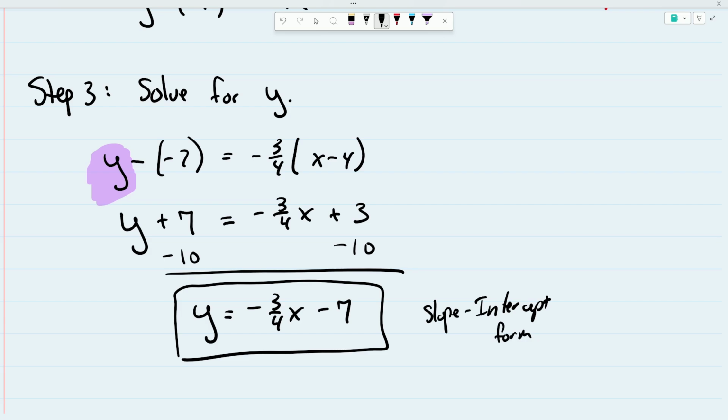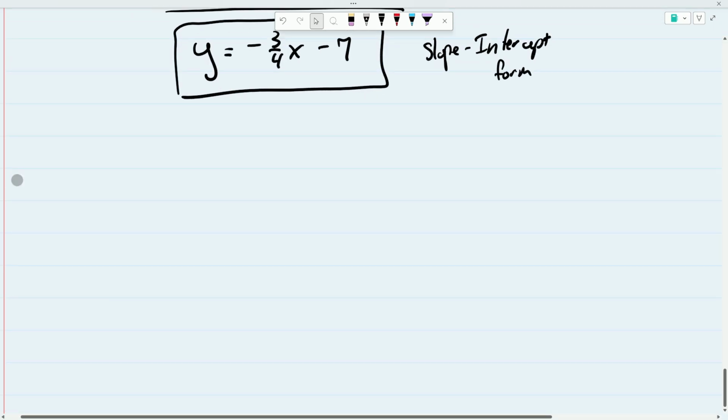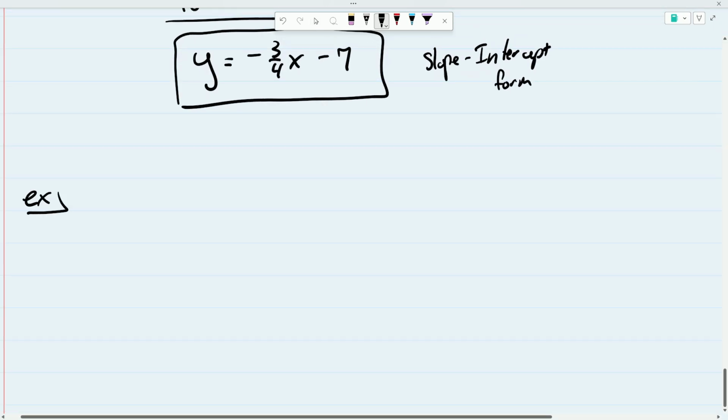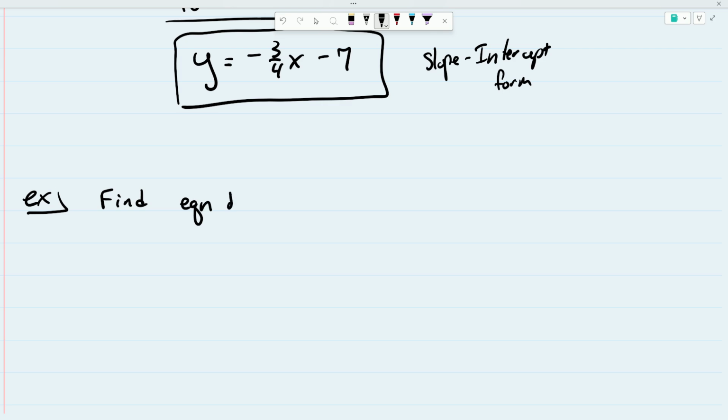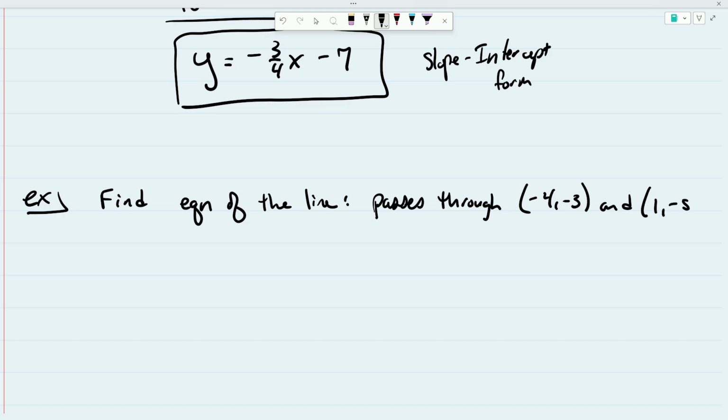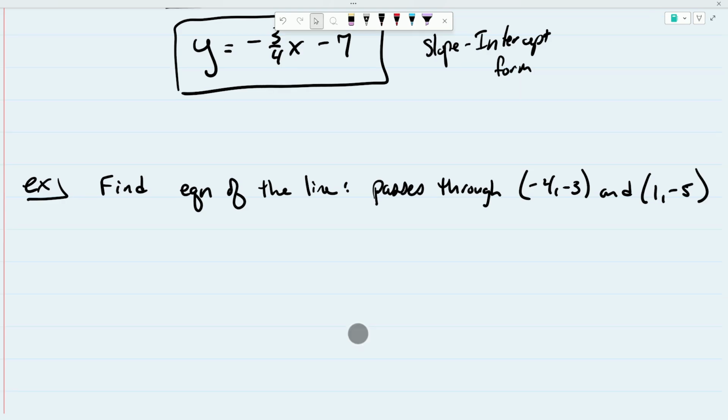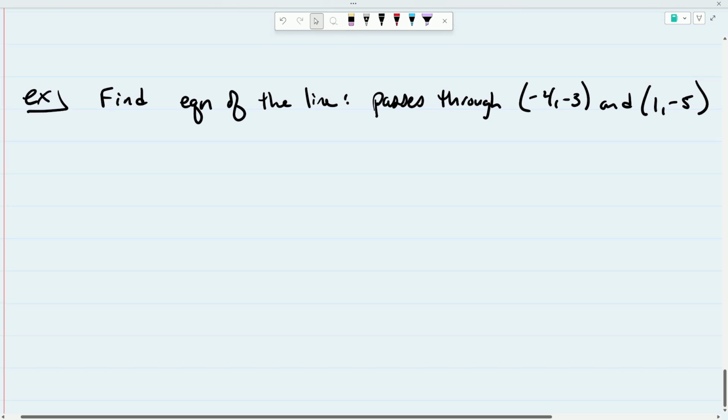So let's try another one here. But in this case, like I said, we're going to have to do a little bit of work. All right? So here's an example. We're going to find the equation of the line. And the points are going to be, so it passes through (-4, -3) and (1, -5). So this is all the information that they're giving us.